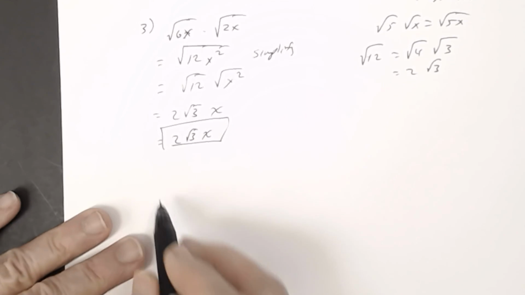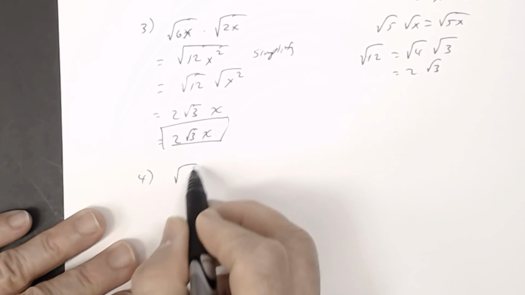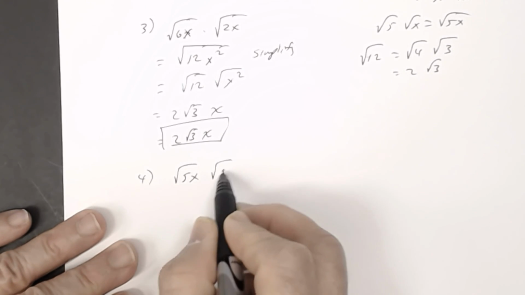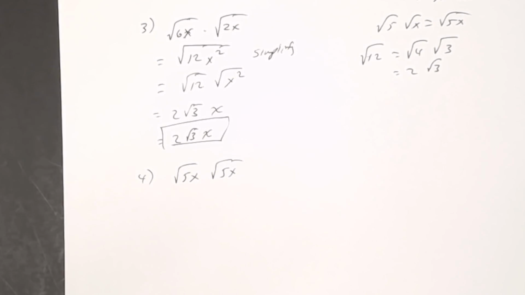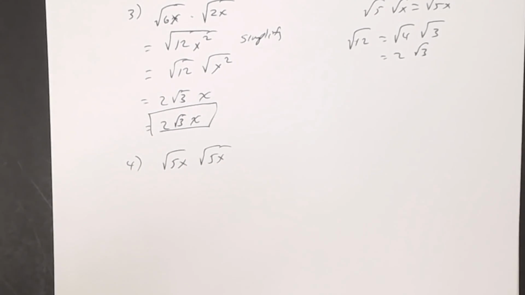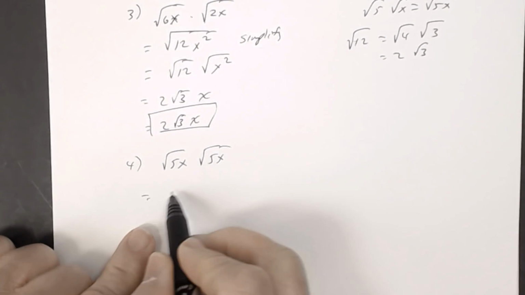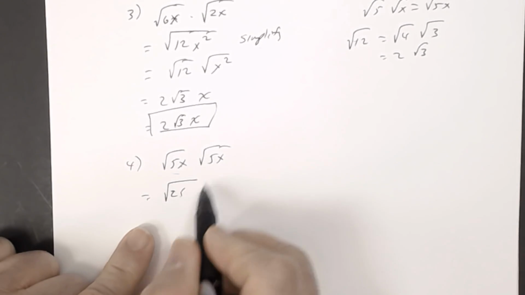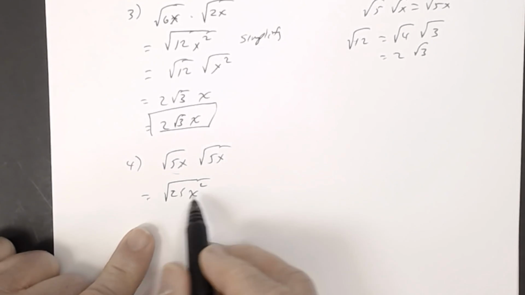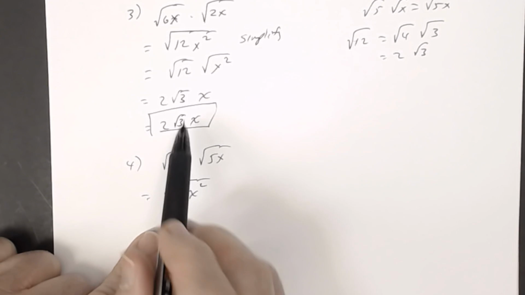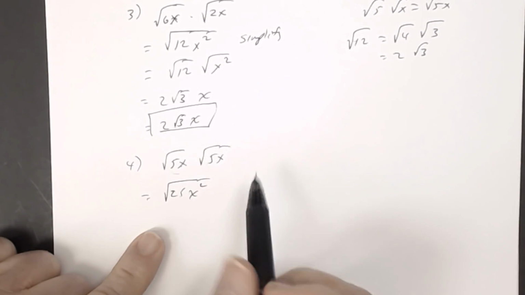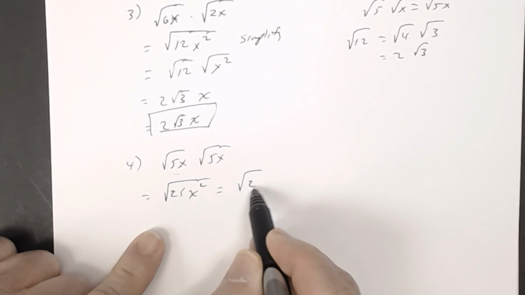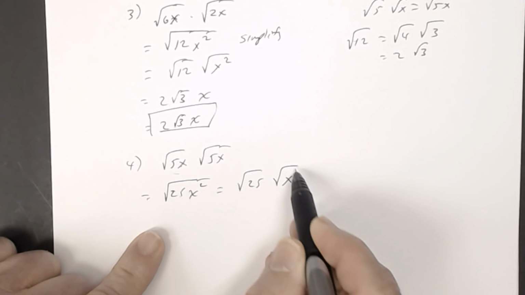All right. Now, if you have the square root of 5x times the square root of 5x, let's talk about that. Well, the square root of 5x times the square root of 5x becomes the square root of 5 times 5, which is 25, and x times x is x squared, right? Let's rewrite it like we did here. Break it apart again, so that becomes the square root of 25 times the square root of x squared.